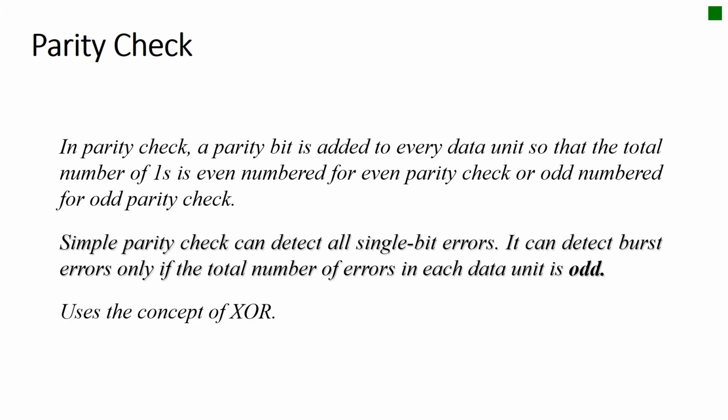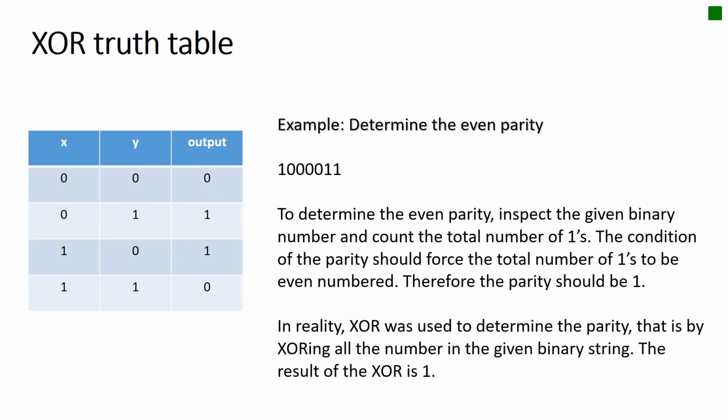Okay, but first, what is parity checking? Parity checking actually uses the concept of XOR. In a parity check, a parity bit is added to every data unit so that the total number of ones is even numbered for even parity check or odd numbered for odd parity check. Now, simple parity check can detect single bit errors. It can also detect burst error, but only if the total number of errors in each data unit is odd numbered. We will explain that later on as we go.